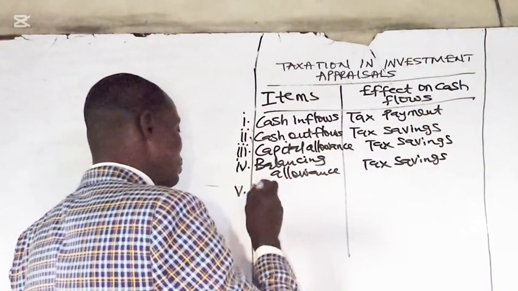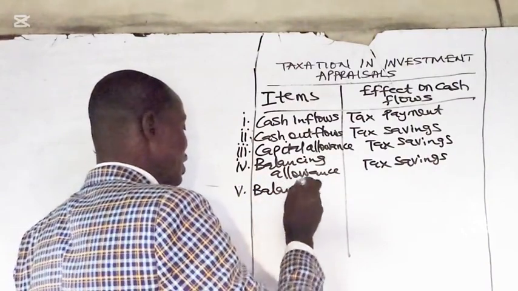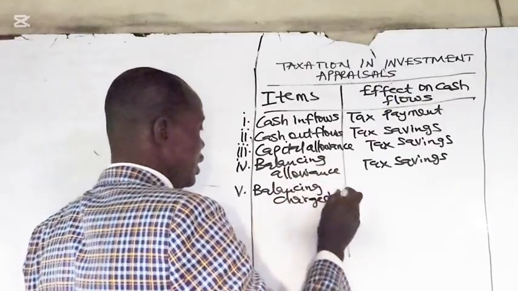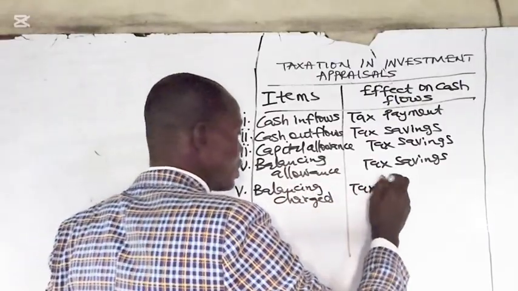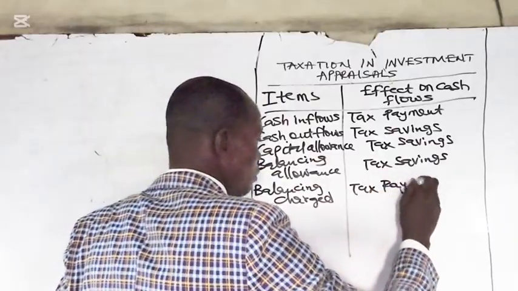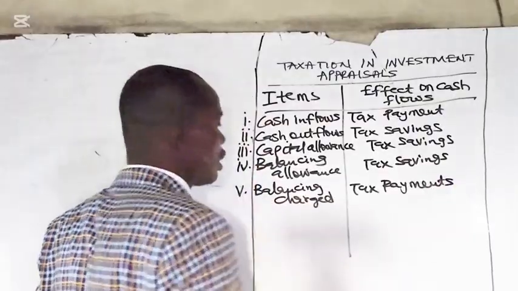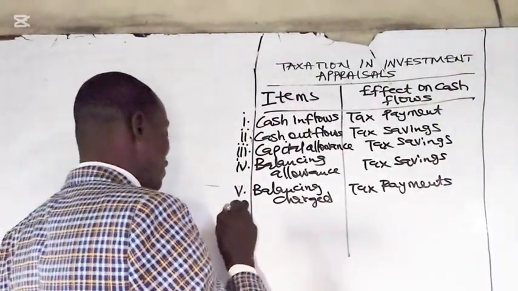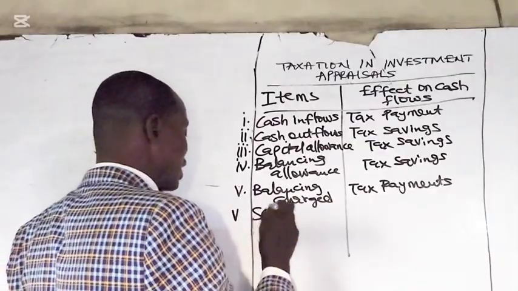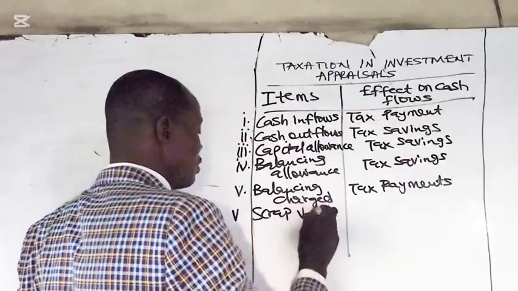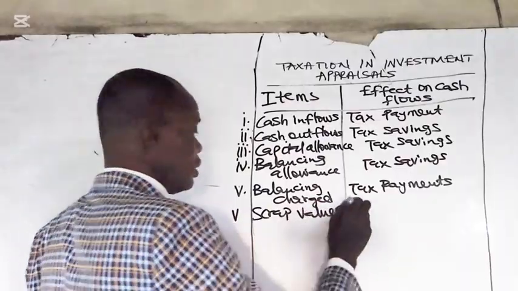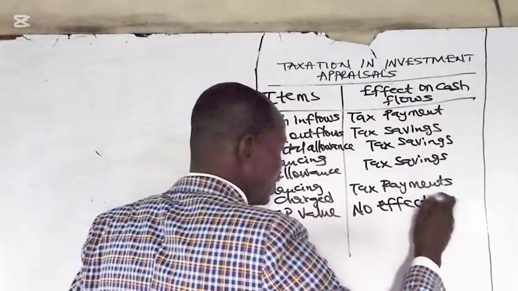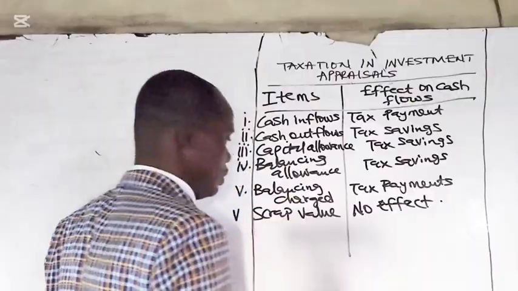Balancing charge will result in tax payments. Number 5, we have the scrap value of the asset. Scrap value of the asset has no effect on taxation.